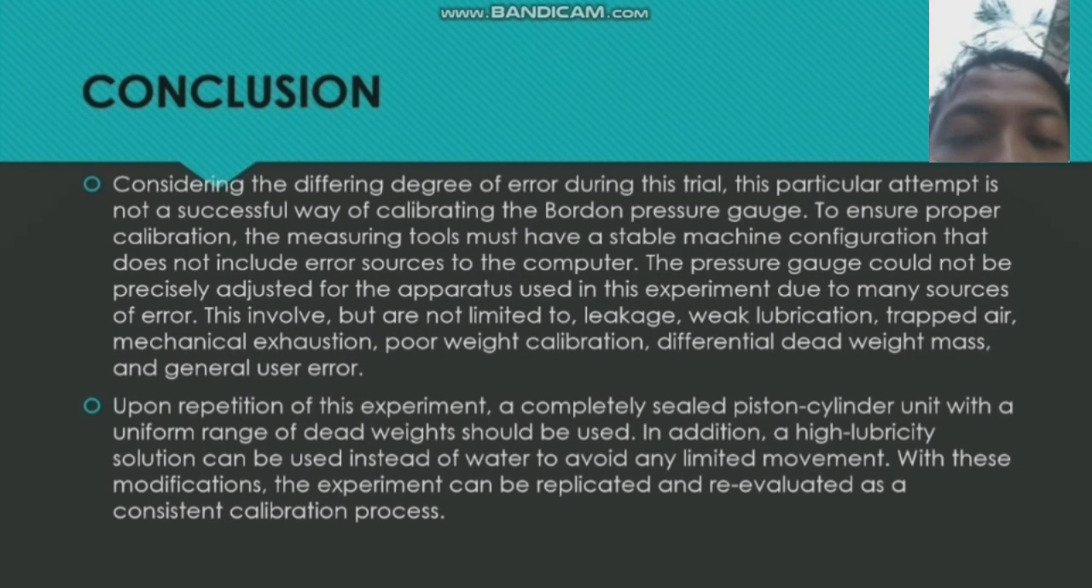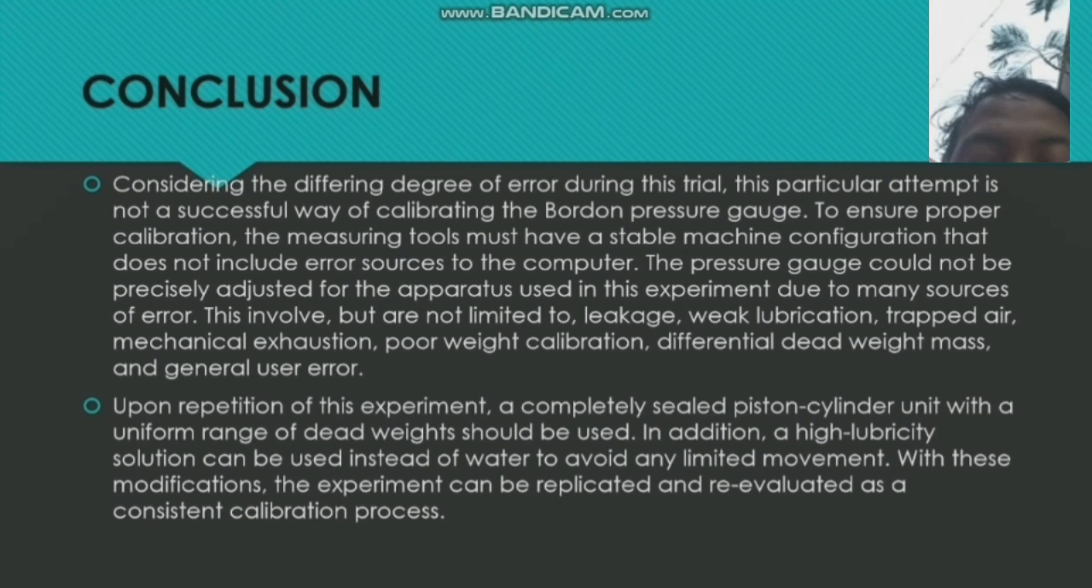So, the final is conclusion. Considering the differing degree of error during this trial, this particular attempt is not a successful way of calibrating the Bourdon pressure gauge. To ensure proper calibration, the measuring tool must have a stable machine configuration that does not include errors. In this experiment, there were many sources of error, including but not limited to leakage, weak lubrication, trapped air, mechanical exhaustion, poor weight calibration, differing dead weight mass, and general user error.